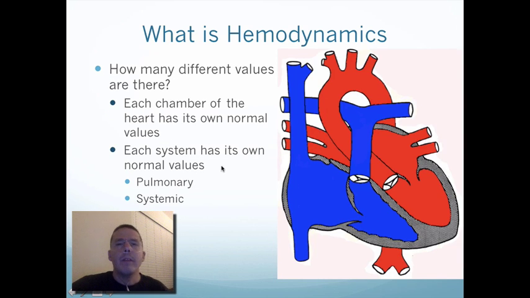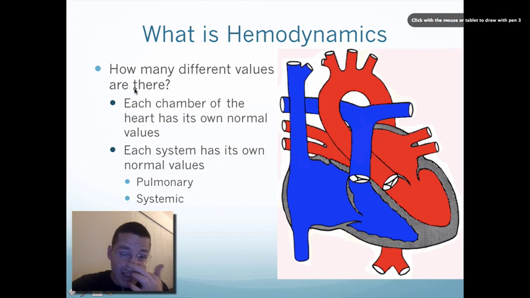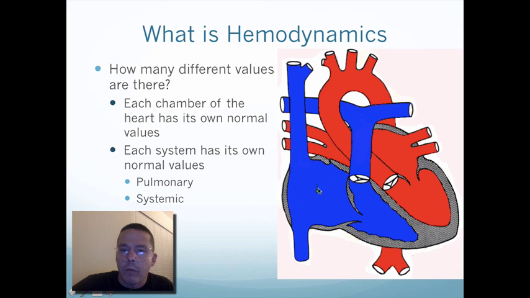So when we look at hemodynamics, the question I get from a lot of students is, how many different pressures can there possibly be? You have one heart, you have 4 chambers. Really, how much? Come on. Well, in short, each chamber of the heart has its own normal values. So you have one chamber here, it has its own normal values. Let me switch to a different color. Another chamber here has its own normal values. Another chamber here, its own normal values, and another chamber here with its own normal values as well.